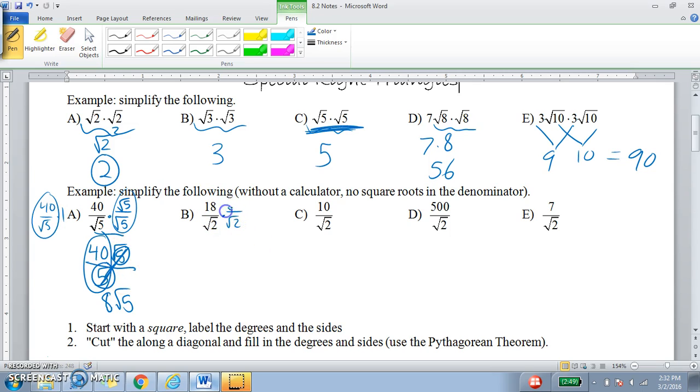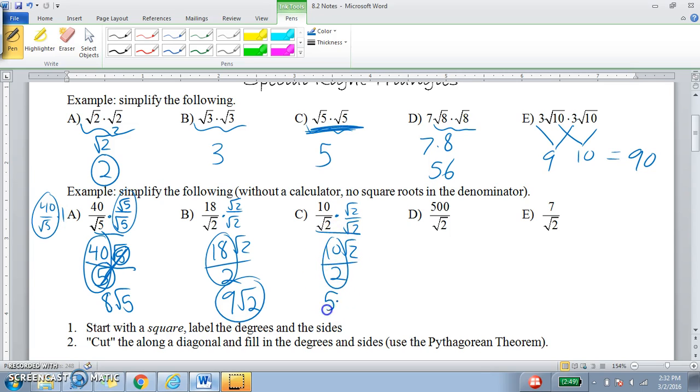Similarly, I would have to multiply this one by root 2 over root 2. So it would become 18 root 2 over 2. And then this would reduce to 9. So this would be 9 root 2. Same thing for this one. So this becomes 10 root 2 over 2. And then 10 over 2 reduces to 5. Same thing, 500 root 2 over 2, 500 over 2 is 250.